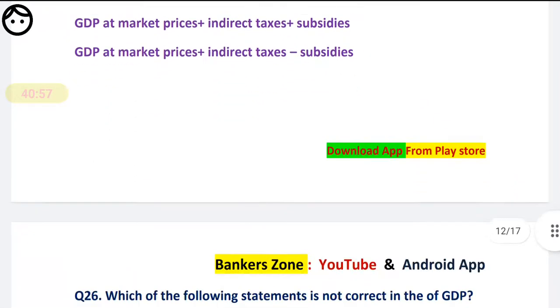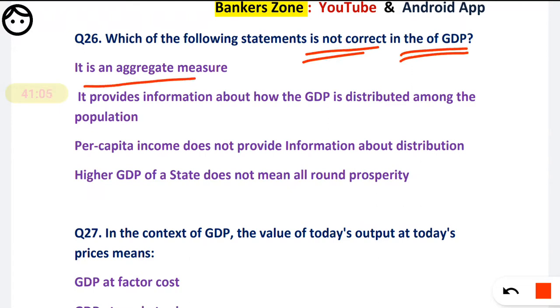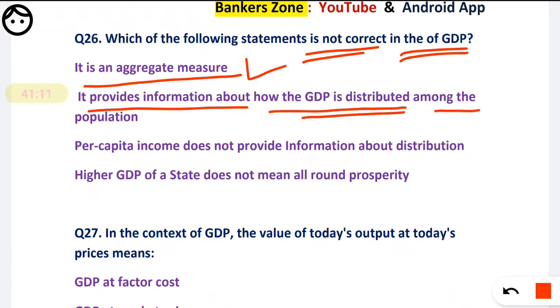Now question number 26 we will discuss. Which of the following statements is not correct about GDP? First option, it is an aggregate measure. Yes, it is an aggregate measure. It provides information about how the GDP is distributed among the population. Whether it is providing that information, it is not providing.